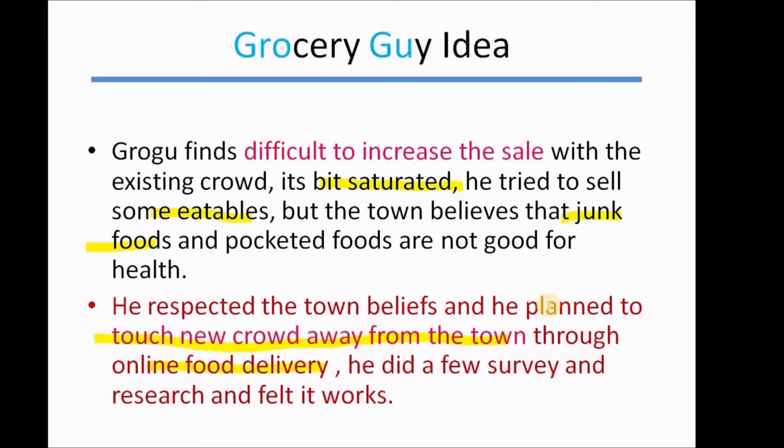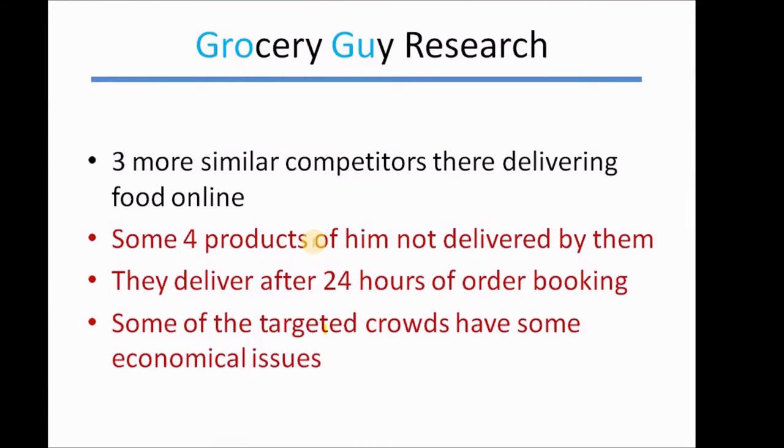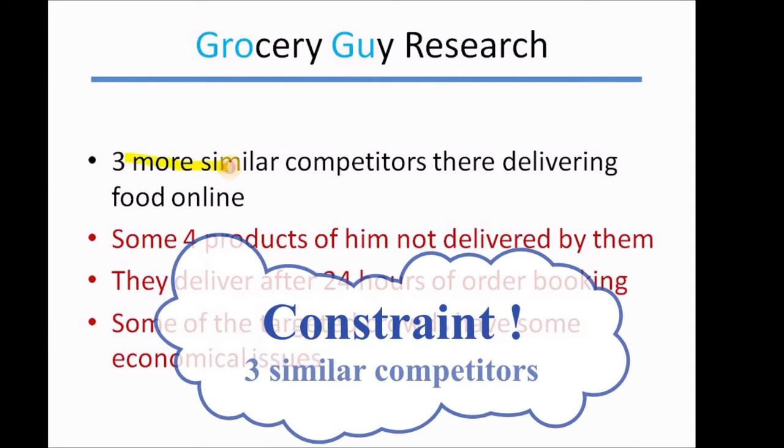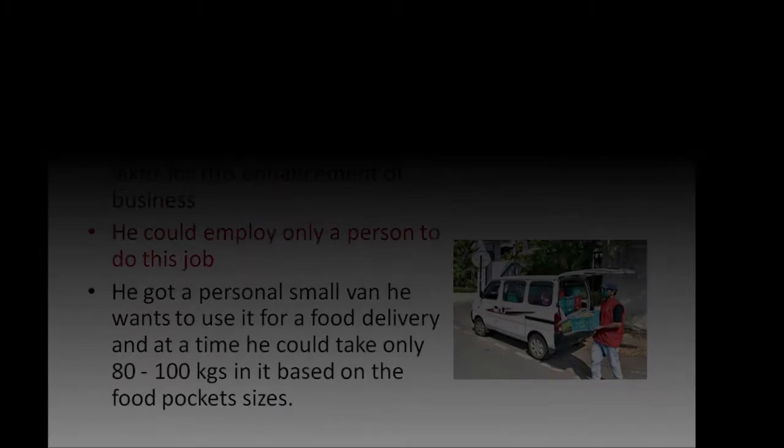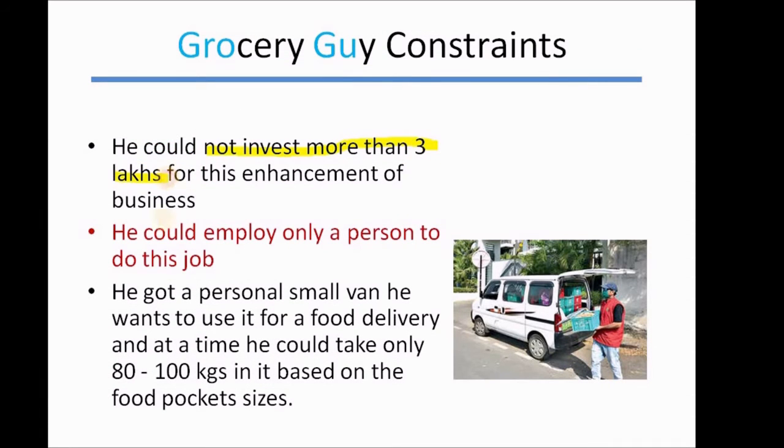So he did a few surveys and research and felt that it works, it is feasible. From his research he found some quite interesting points, which give him a better opportunity to serve them. In his research he found three similar competitors delivering through a food app. Some four products of his were not delivered by them. The thing is, he could not invest more than 3 lakhs, and with that money he could not employ more than one person to do this job.